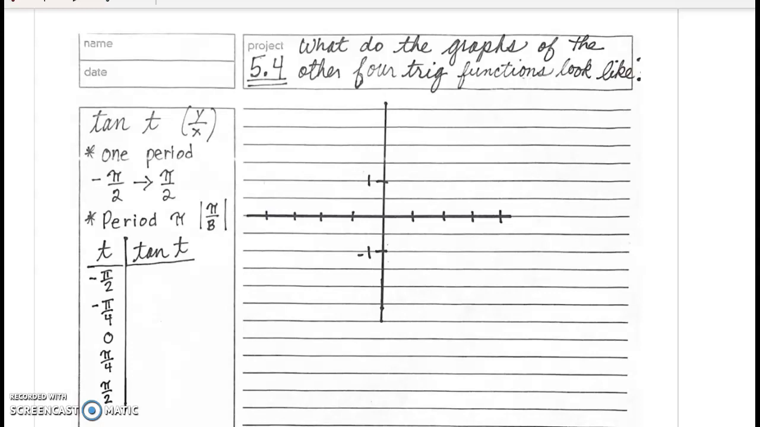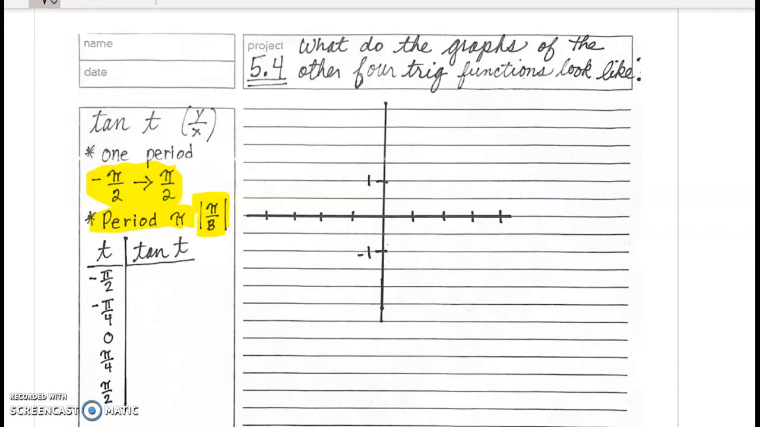Okay? So, bear with me. This is the first one. Let's see how it goes. So, graph one period of tangent goes from negative pi over 2 to pi over 2. All right? Its length is only pi long. If you remember, the length of sine and cosine was 2 pi long. And you find the period of tangent by doing the absolute value of pi over b.